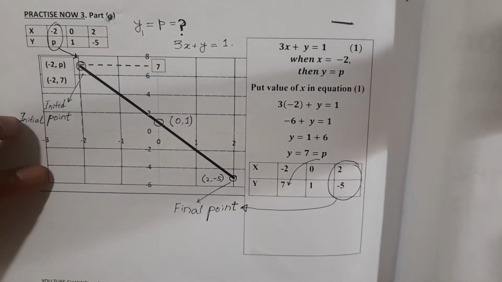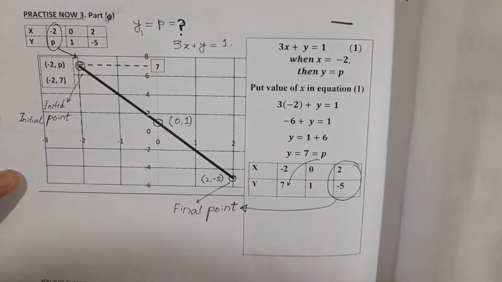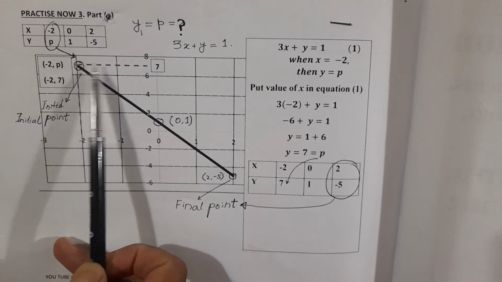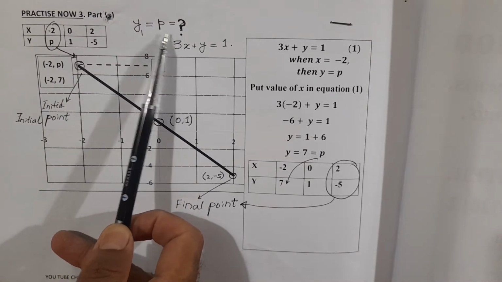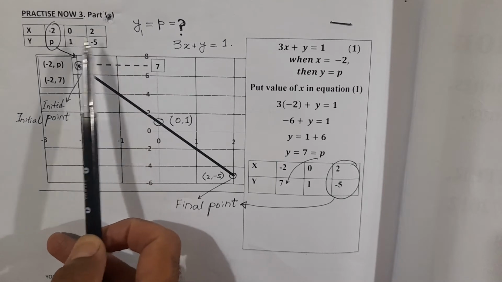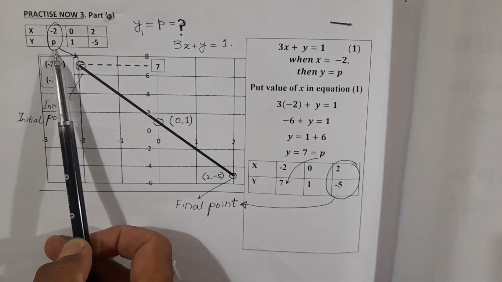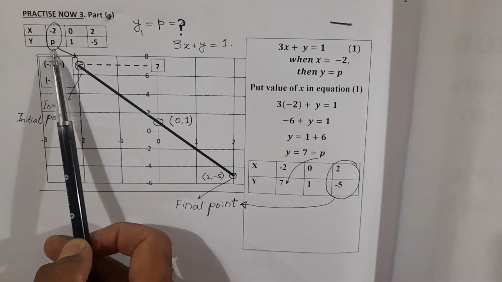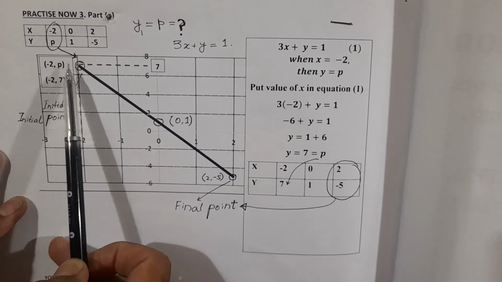Moving to question number practice now 3. Here in practice now 3, we have to find the value of P in place of Y1. So this is X1, this is Y1, and instead of writing Y1, I have written P because this is the initial position of this graph.